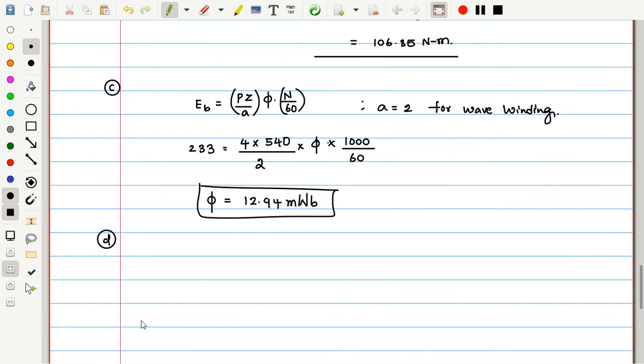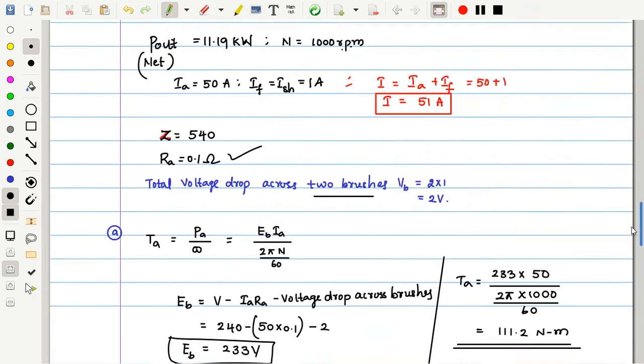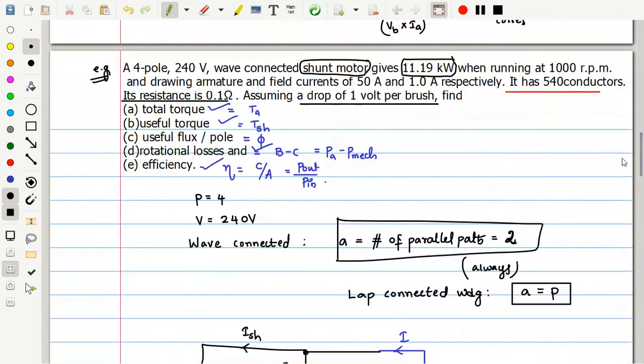So what is the D? D is, so we need to find the rotational losses, right? So D is rotational losses. I already given how can we get this rotational losses? B minus C. What is B? Armature power. What is the C? Mechanical power. This is already given. 11.19 kilowatt is what this mechanical power.